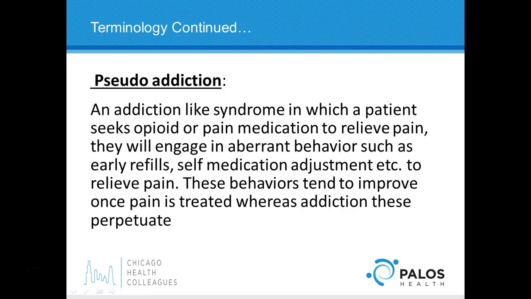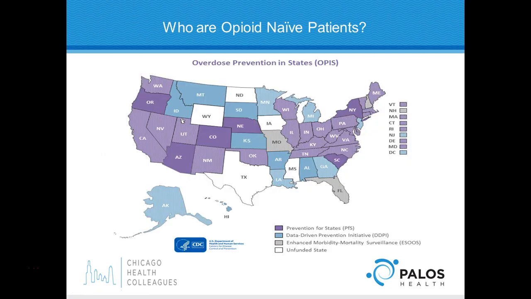Now, lastly, we want to talk about pseudo-addiction. These are patients that have all the characteristics of what seems to be addictive behavior. The main thing is that once the pain is properly treated, the behavior tends to subside. But many times this is pretty difficult to discern, and it takes time in getting to know your patient to be able to ascertain this.